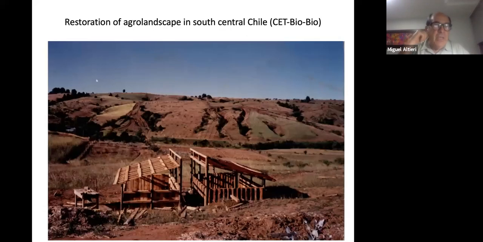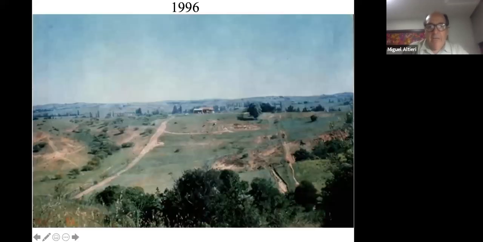This is an agro-landscape in the south-central part of Chile that was also subject to heavy erosion because this area was totally devoted to wheat production in monoculture. But after year after year after year of wheat, you can see the results. So there's a group there, an NGO, that set up a training center with the goal of restoring this piece of land in a kind of semi-arid area of Chile. And they started like this.